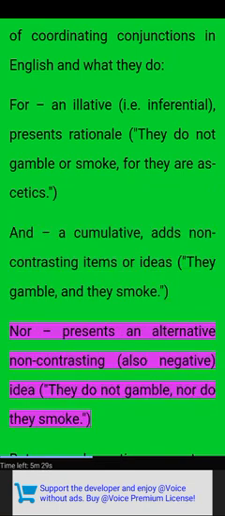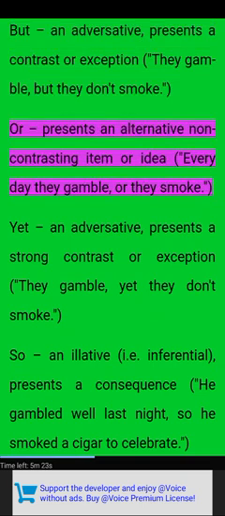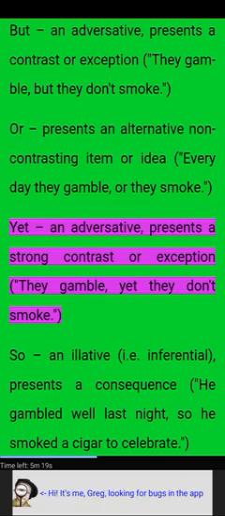Nor presents an alternative non-contrasting, also negative idea: they do not gamble, nor do they smoke. But, an adversative, presents a contrast or exception: they gamble, but they don't smoke. Or presents an alternative non-contrasting item or idea: every day they gamble, or they smoke. Yet, an adversative, presents a strong contrast or exception: they gamble, yet they don't smoke.